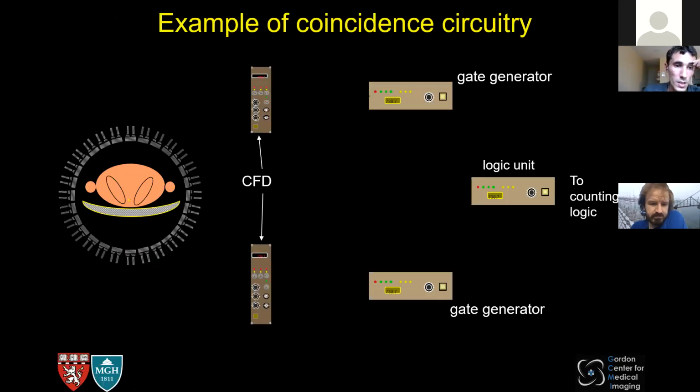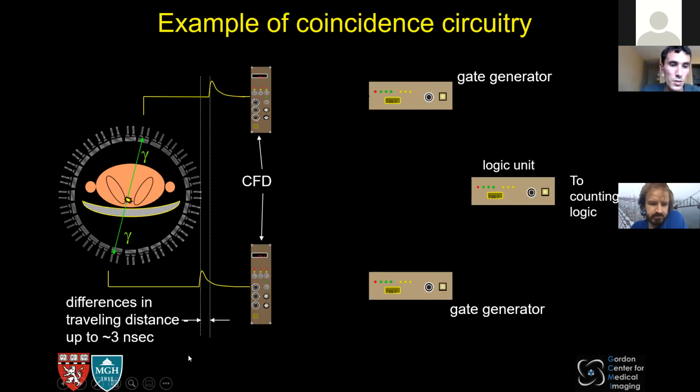So this is a summary here. You have annihilation that happens. You have 2 gamma photons that are emitted. You have electric pulses that are produced by the combination of the scintillator and the PMTs. You can have a first source of temporal offset between the two signals due to the differences in traveling distance that can be up to 3 nanoseconds for a whole body PET scanner. Those pulses are passed through the CFD.